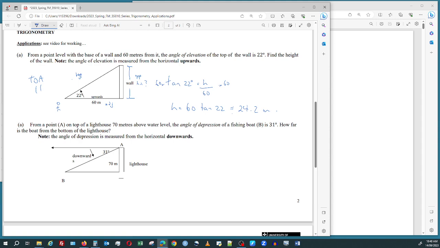From a point at the top of a lighthouse, 70 metres above the water, the angle of depression to a fishing boat is 31 degrees. So the fishing boat's here by the look of it. A little fishing boat. Now, how far is the boat from the lighthouse? So we're looking for this one here. We're looking for that.